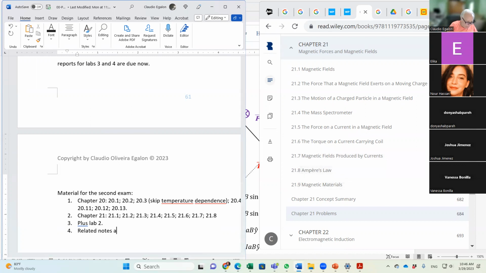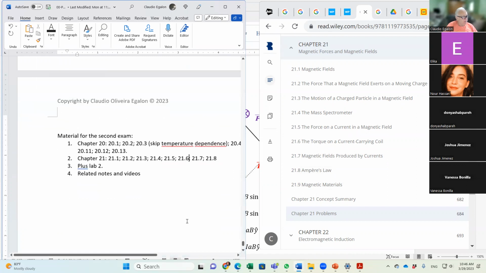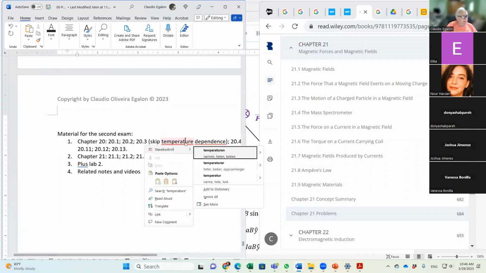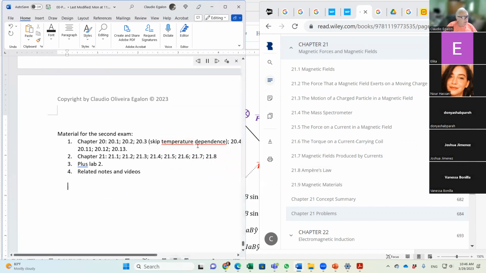Related notes. Let's put here notes and videos, right? Put this way. Material for the second exam. Skip temperature dependence.